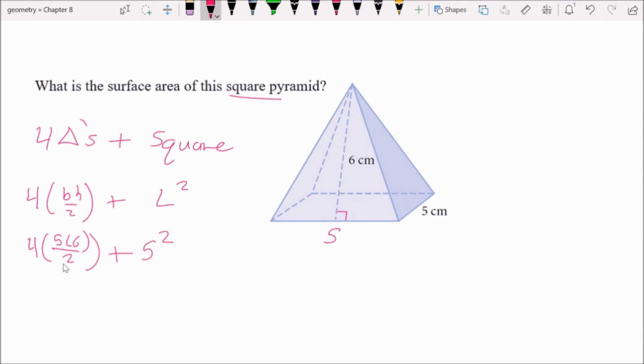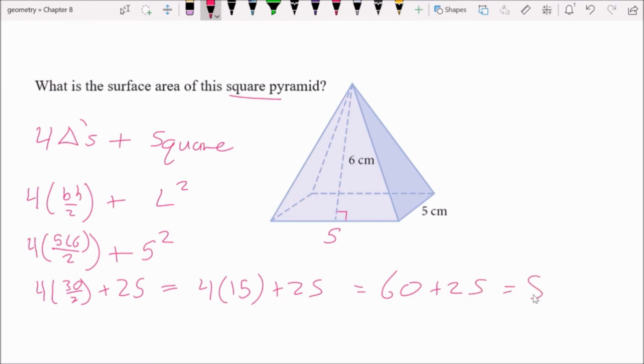Let's calculate this out. So that would be 4 times 30 over 2 plus 25, which would be the same as 4 times 30 divided by 2, which is 15, although I don't know why I wrote it so small. That's kind of strange. So 15 plus 25, 4 times 15, that's 60 plus 25. So we get 85 square centimeters.